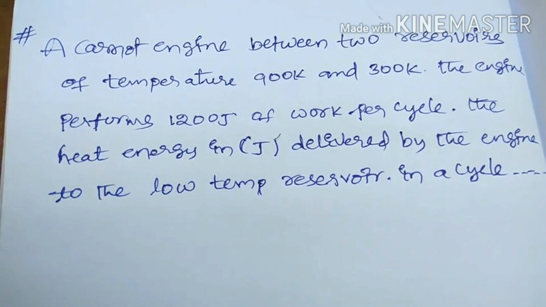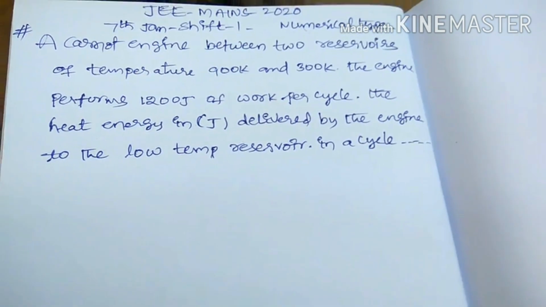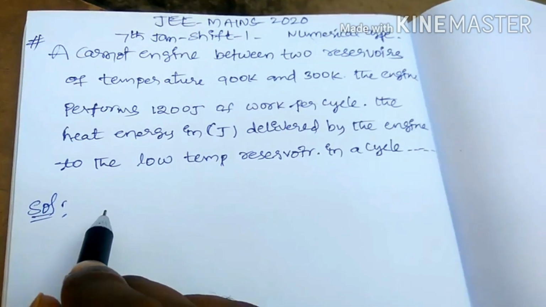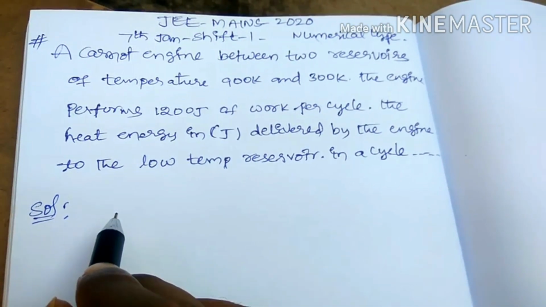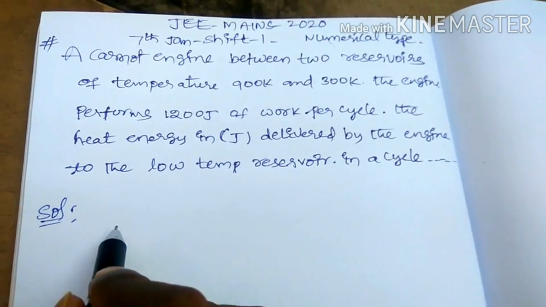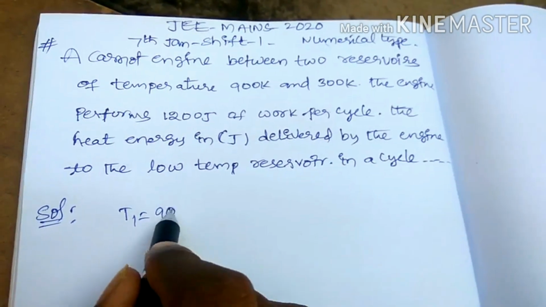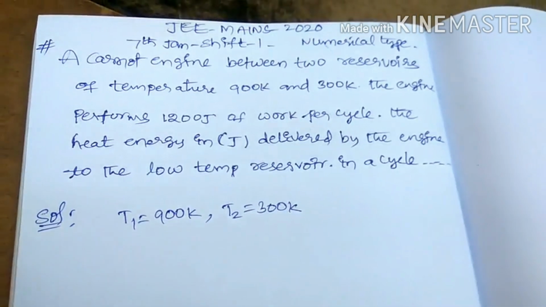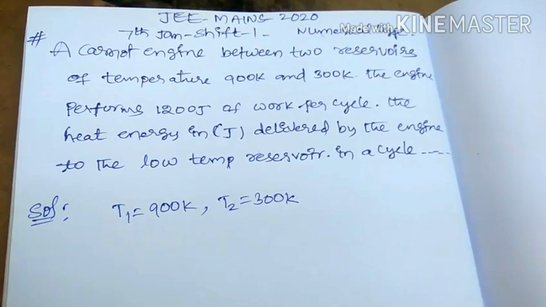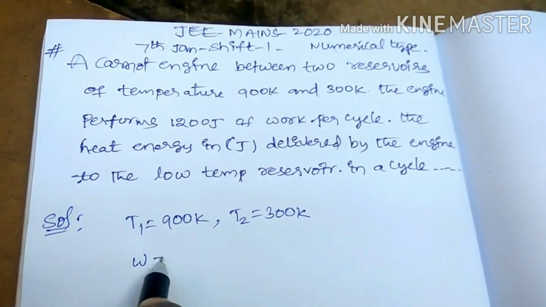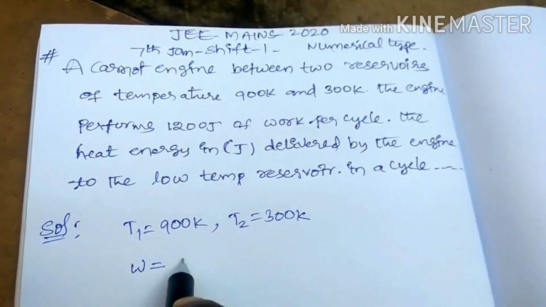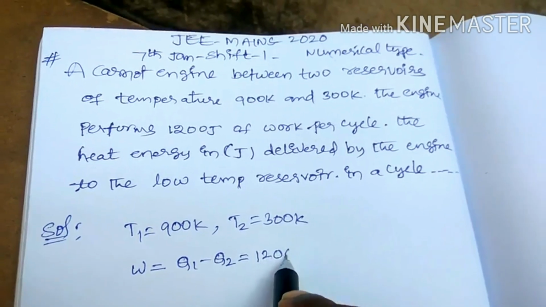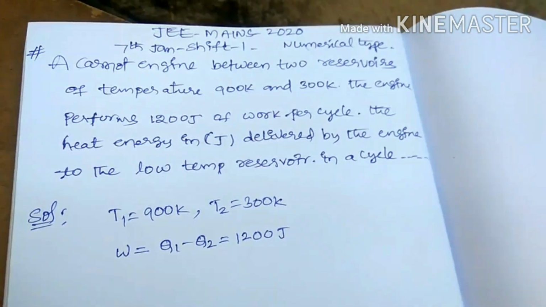Now we have to solve it. Let's see how we can solve it. Solution. At first, the given data: the temperatures are 900 Kelvin and 300 Kelvin. So here T1 is equal to 900 K and T2 is equal to 300 K. The engine performs 1200 joules of work per cycle. For a Carnot engine, the work done W is equal to Q1 minus Q2, which is 1200 joules per cycle.